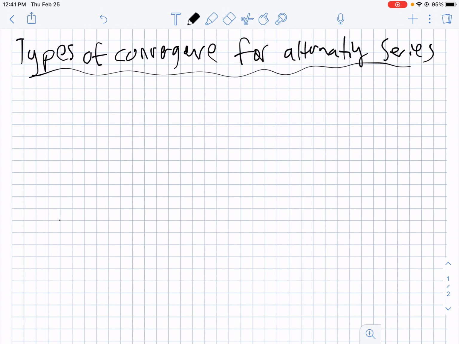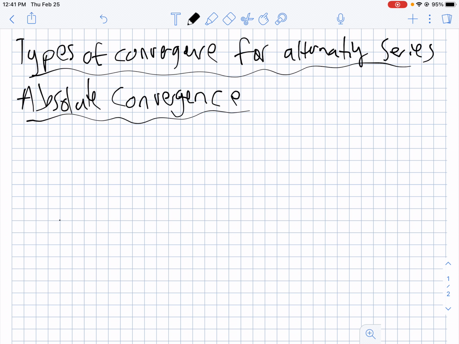Alright guys, so in our last video, we talked about convergence of alternating series. So today we're going to talk about two different types of convergence. These are just some special terms that talk about how an alternating series can actually converge. The first one of these is what's called absolute convergence. And absolute might remind you of absolute value, which is exactly what's going on here.